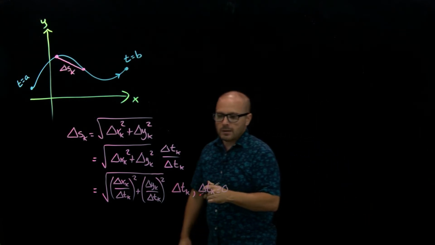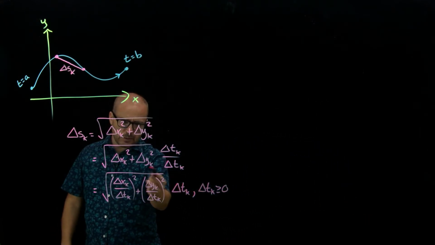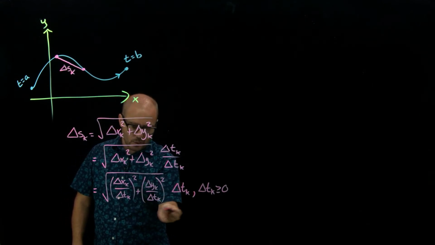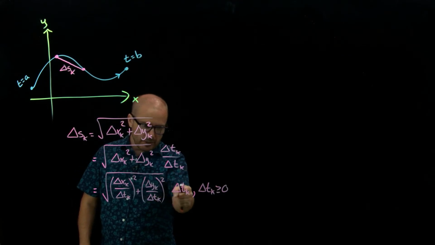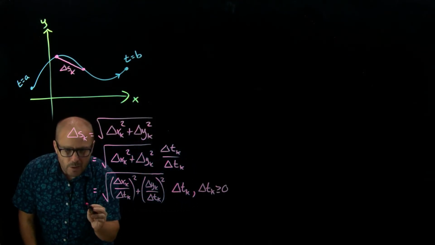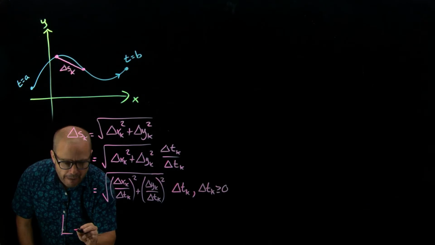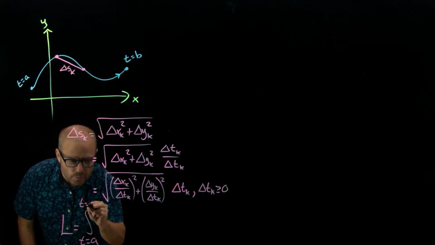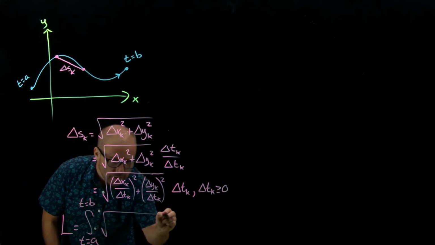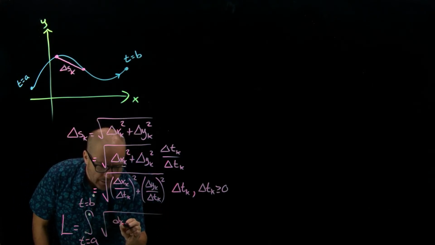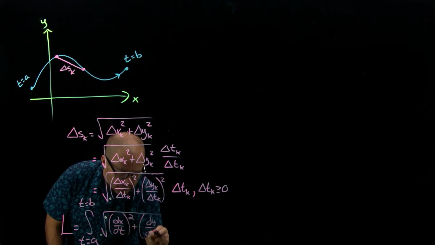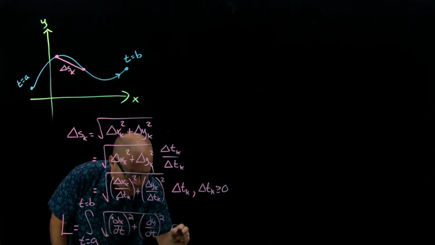OK, well, and then you can see where this is headed. As you take the norm of the partition to 0, these are going to become our derivatives. And we'll have that length is the integral from t equal a to t equal b of the square root of dx dt squared plus dy dt squared dt.